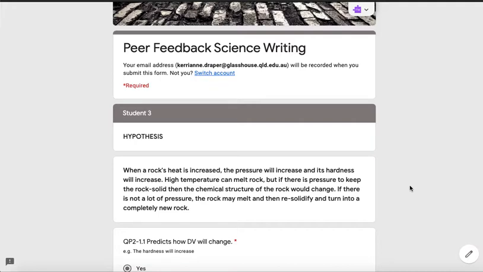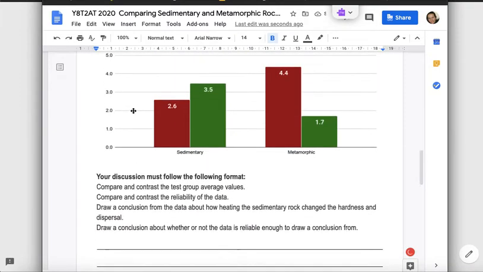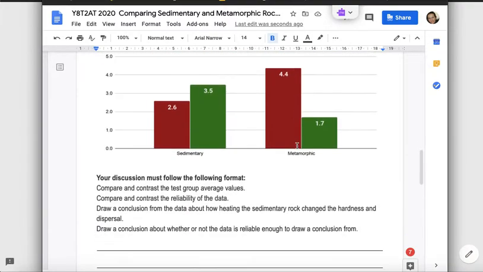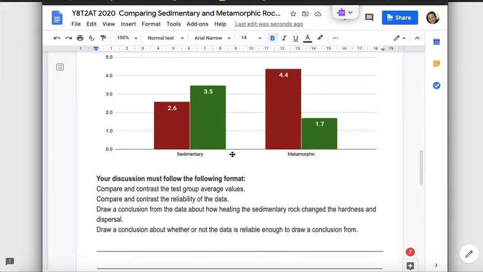So let's take a look at how you can use this. This activity here is based on sedimentary and metamorphic rock writing that you have here. Okay, so this one you guys were asked to put in a hypothesis for the comparing sedimentary and metamorphic rock prac, and then you are asked to take this data here and answer these questions to try and analyse the data, analyse the reliability, and draw conclusions, interpret it, okay?